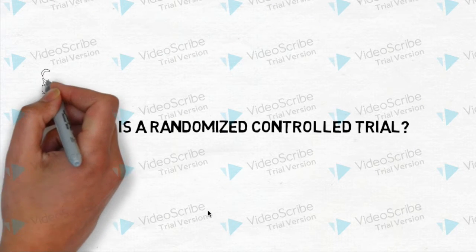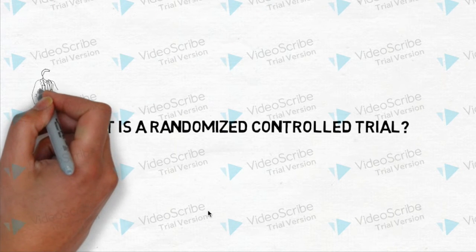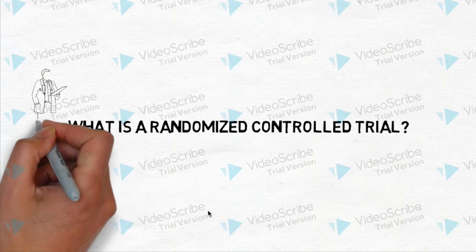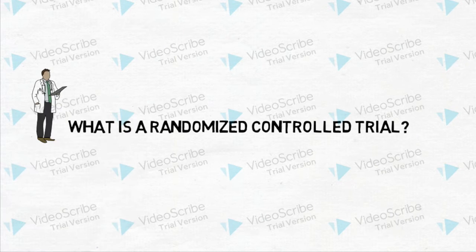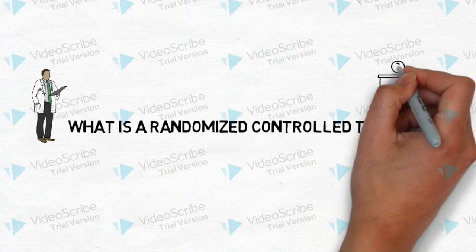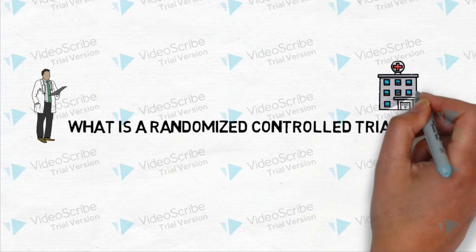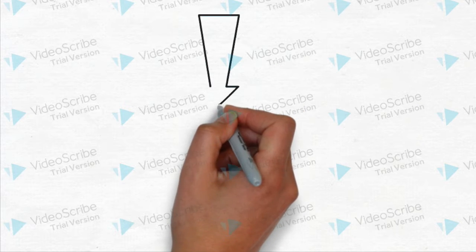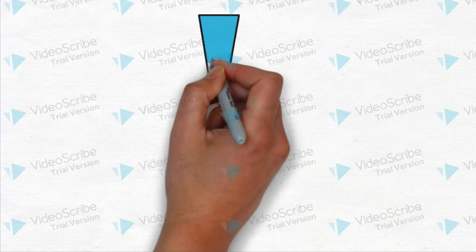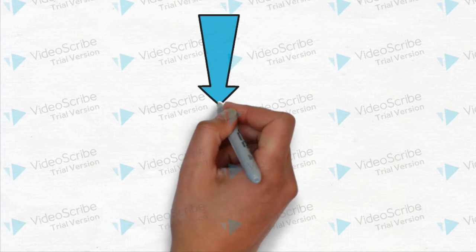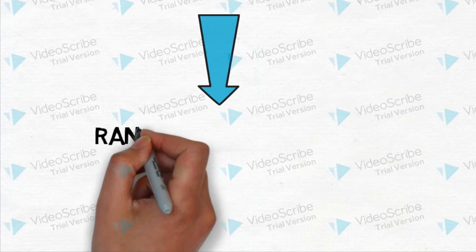What is a randomized controlled trial? It is a study in which the participants are divided by chance into separate groups that compare different treatments or other interventions. The main purpose of this study is to evaluate the effect that a public health therapy or intervention has on a defined population.